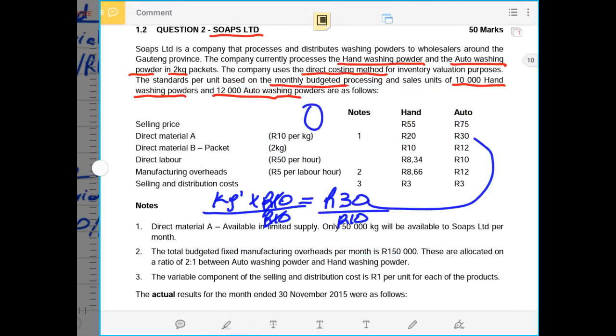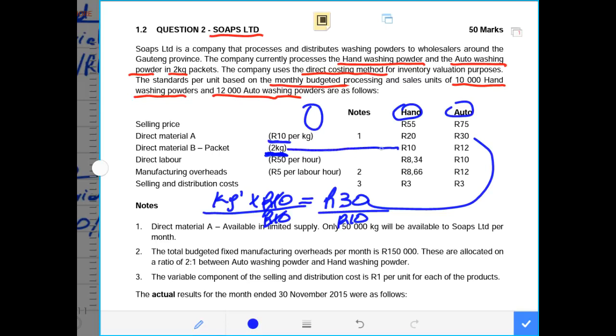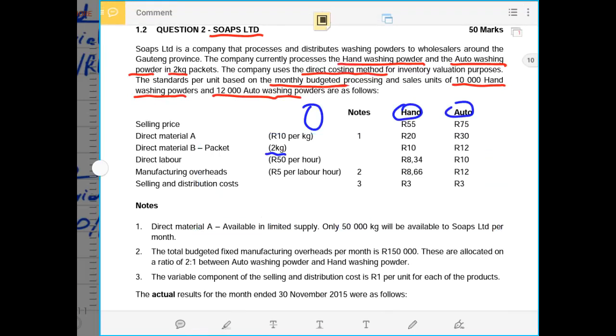So now, meaning if we have 2 kgs here, both products, which are hand and auto, are using 2 kgs, but the price per kg differs. Similarly with the previous one, because we're provided here with the 10 rand per kg, meaning 10 rand, which is the cost per kg, was the same, but the kgs were different. So now similarly in this case, 2 kgs will be the same, meaning we require 2 kgs of material B for both product hand and also for product auto, but the price per kg is different. So we do the same thing, applying the same principles once again here.